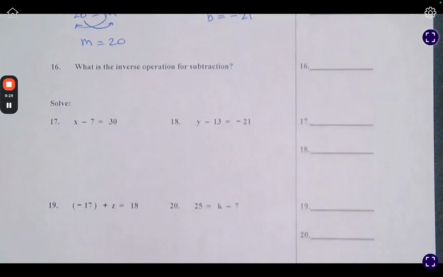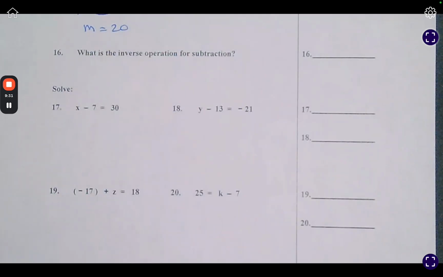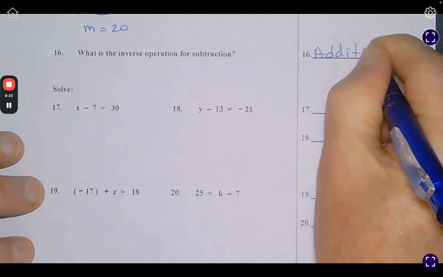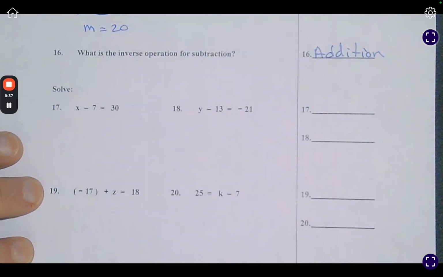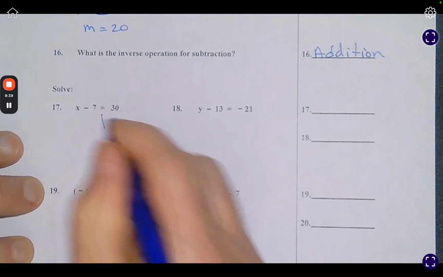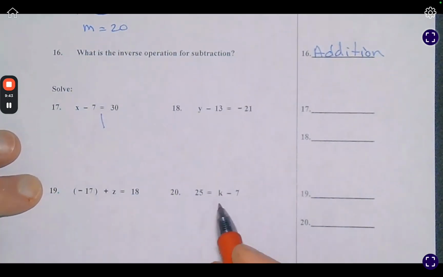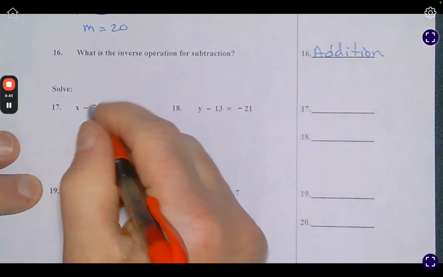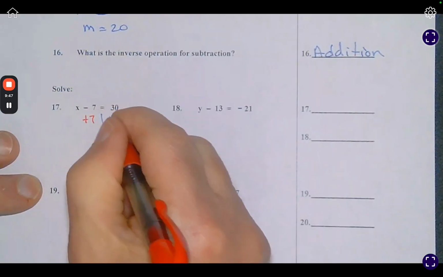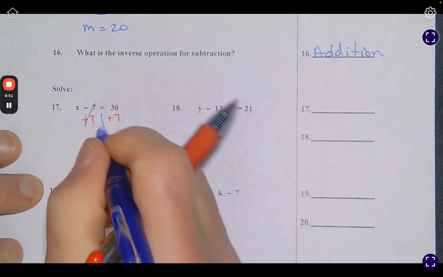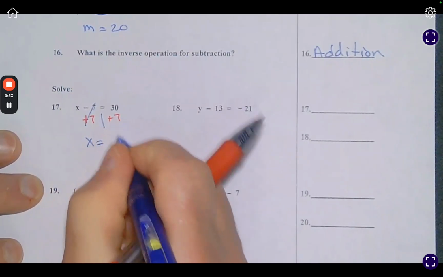What is the inverse operation for subtraction? That would be addition. Okay, so here we go. There's my equal symbol, so that's my balancing. That's where I got to do the same thing on both sides of that symbol. So the opposite of minus 7 is plus 7. So I'm going to add 7 to both sides. That cancels out. 30 plus 7.